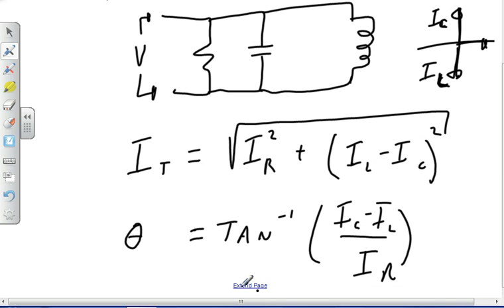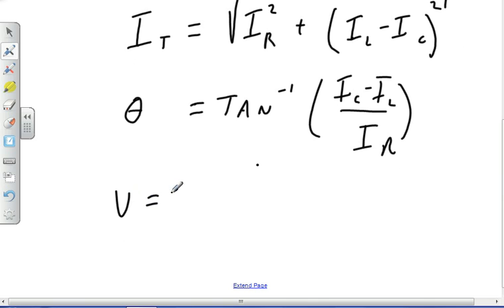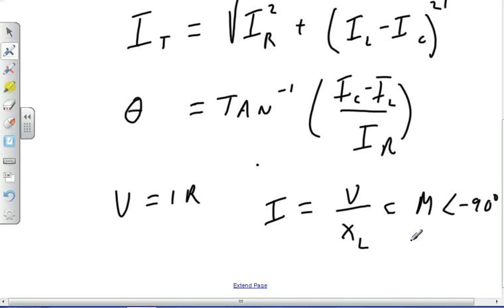Because V is equal to IR, is it not? V is equal to IR. So current is going to be voltage divided by X sub whatever it is. So when it's X sub L, then this is going to be a positive 90 on the bottom. It's going to be a negative 90 on the top. So this is going to be magnitude angle minus 90. So the X of L guy becomes the negative way of going places. Okay, I think that covers just about everything.